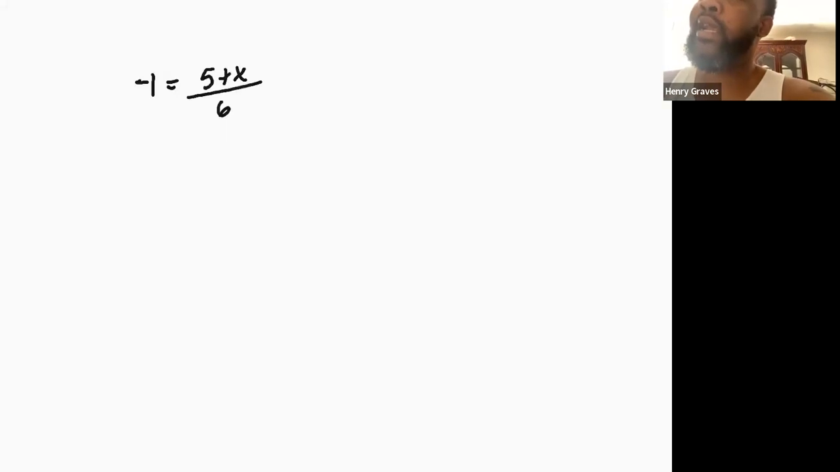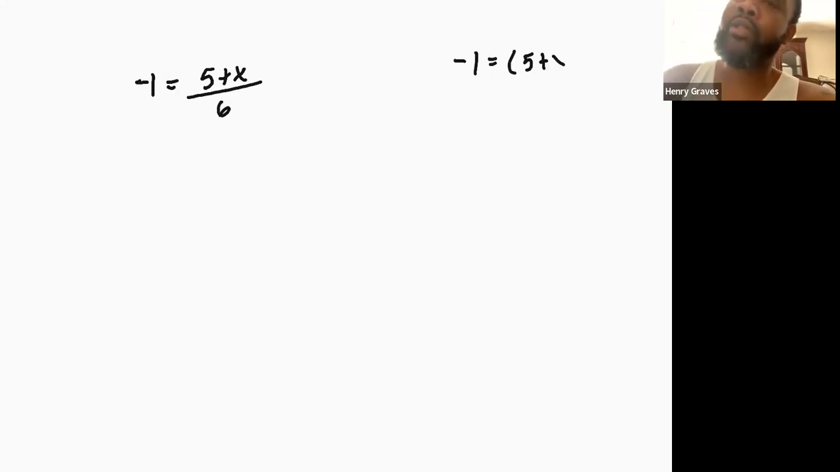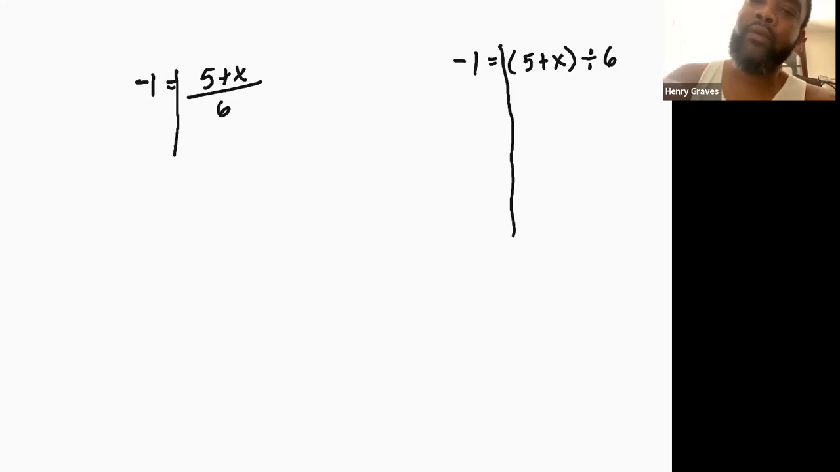-1 is equal to 5 plus x all over 6. So this is the same thing as, I'm going to write it on the other side, saying -1 is equal to 5 plus x divided by 6, right? Same thing. So I'm going to go ahead and draw the lines on both sides. Yeah, it doesn't hurt to do that. There we go. So the first thing I'm going to do is multiply both sides by 6.